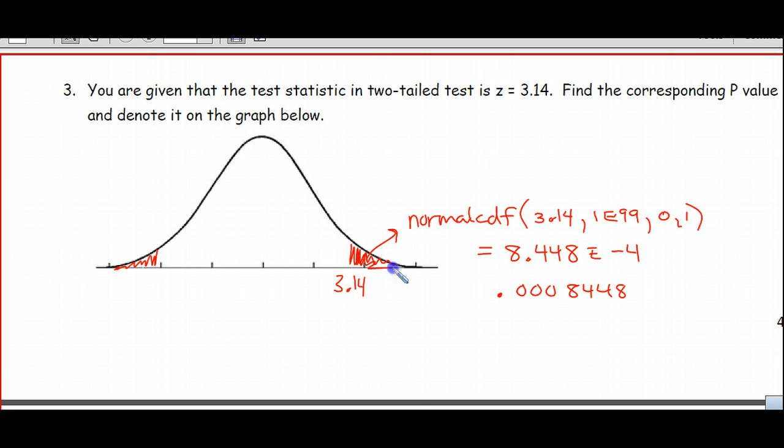So this area right here is this amount right here. But it's a two-tail, so I have to take into account the other side. So I'm going to have to multiply it by 2 for the 2 tails that I have. And if I round off, you should be getting 0.0017, which under any account of what we've done, that's very low because that's less than 0.01. So we would reject the null for this one.